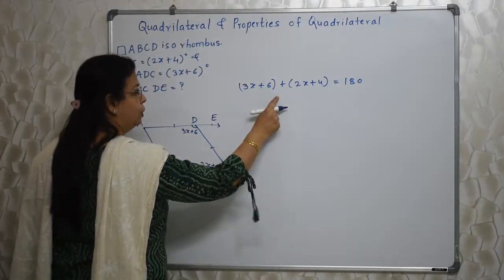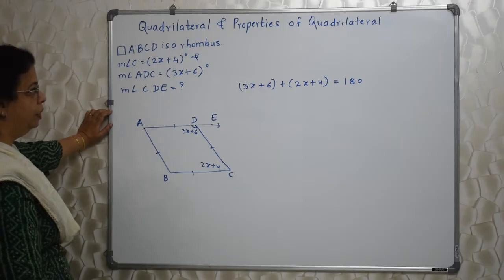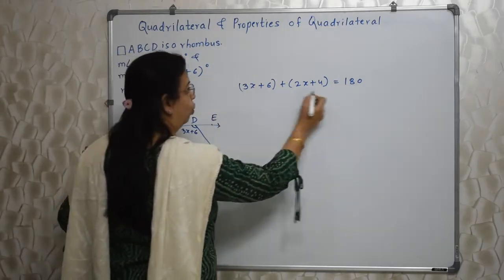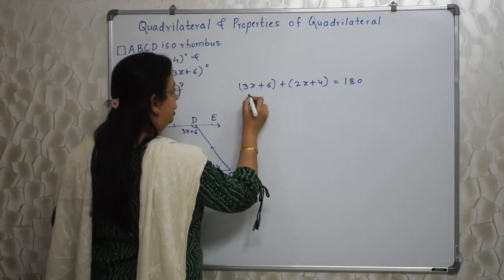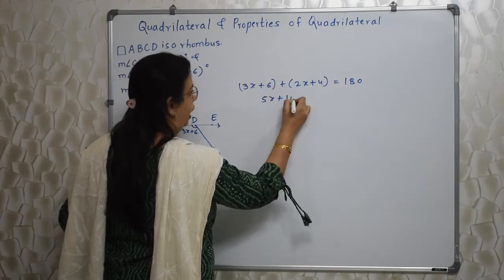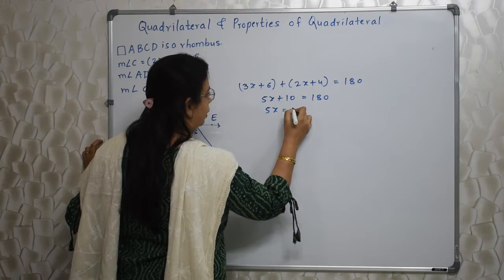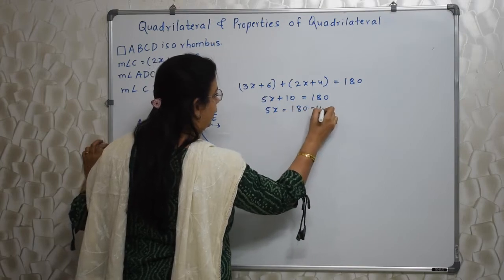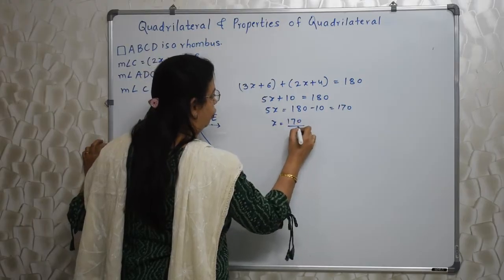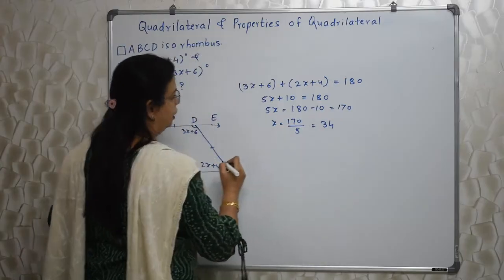If you don't know this property, you won't be able to go ahead, isn't it? So that's why I am saying you are supposed to know various properties. Once you know this, the job is easy. 3x plus 2x is 5x, 6 plus 4 is 10, equal to 180. So 5x is equal to 180 minus 10, that is 170. So x is equal to 170 upon 5, that is 34, isn't it?